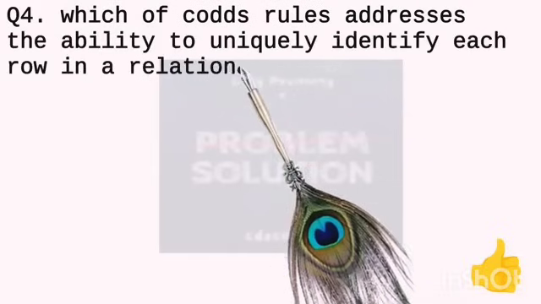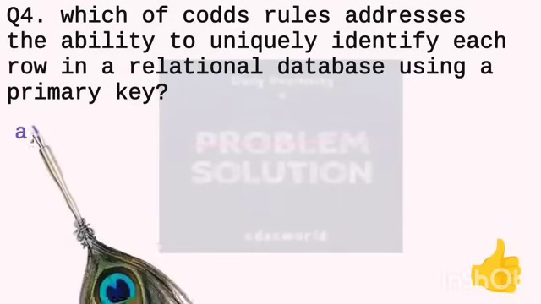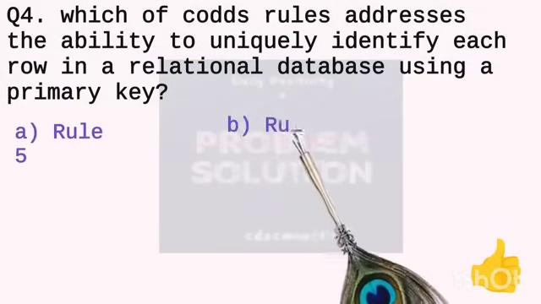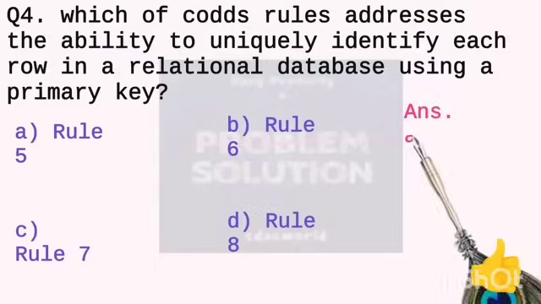Query number 4. Which of Codd's rules addresses the ability to uniquely identify each row in a relational database using a primary key? Option A, Rule 5. Option B, Rule 6. Option C, Rule 7. And option D, Rule 8. And the answer is A, Rule 5.